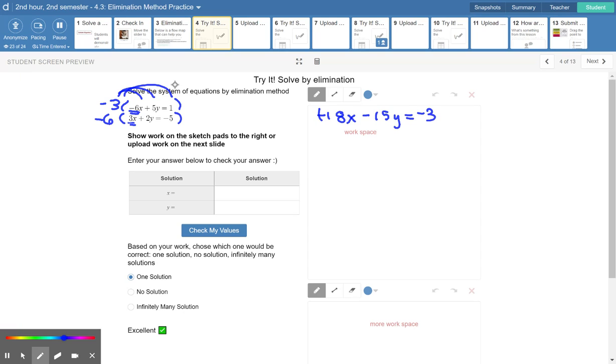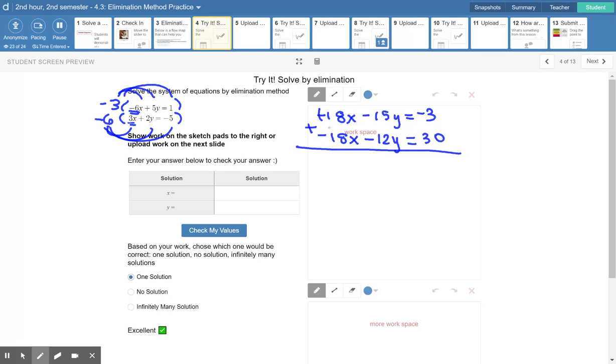Don't forget to multiply all the way over. Then we do the second equation. So negative 6 times 3x gets you negative 18x minus 12y equals a positive 30. Now that we have these two equations, our third step of the flow map is to add them. When we add them, our x's are going to eliminate. So then we're left with negative 27y equals 27, because negative 3 plus 30 is 27.